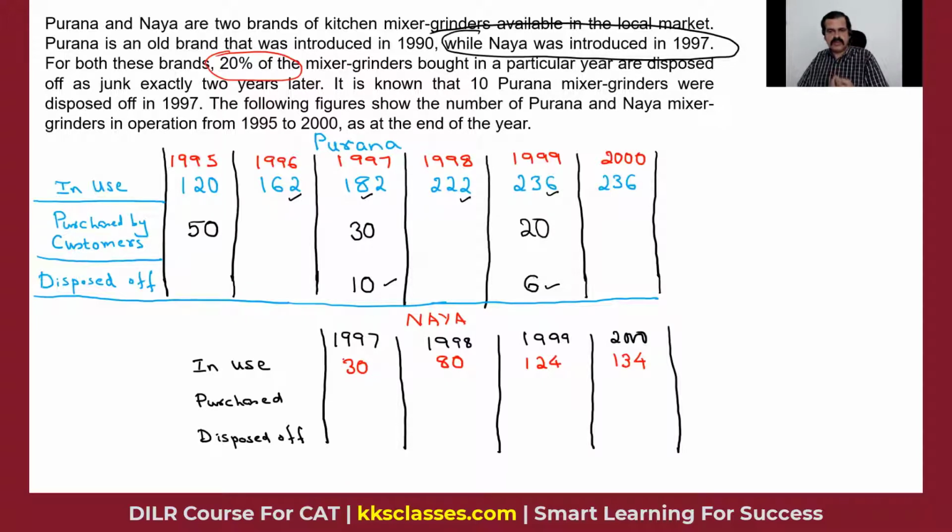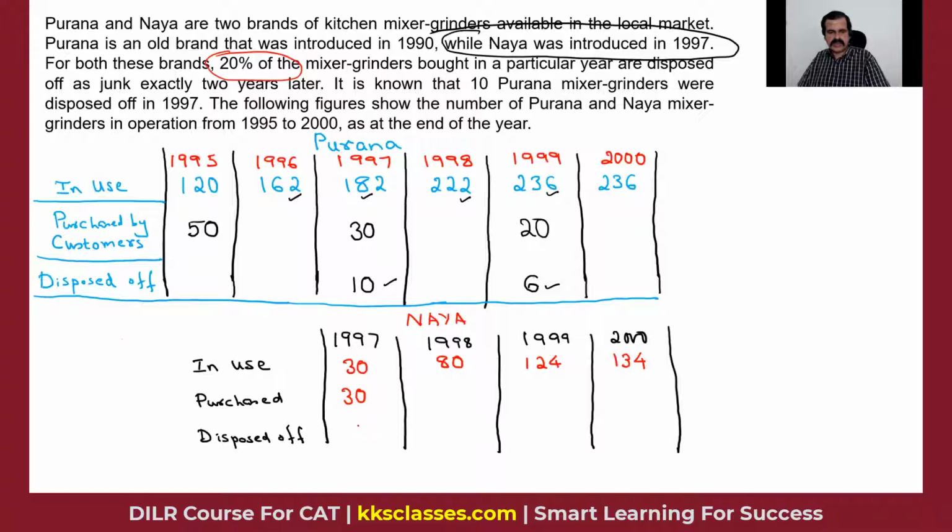How are 30 items being used by customers? Because they bought them. So 30 customers purchased Naya. It was a freshly introduced brand in 1997. 30 were in use, means that 30 people bought it. And out of those 30, 20% were disposed of 2 years later, in 1999. 20% of 30, that is 6, were disposed of in 1999.